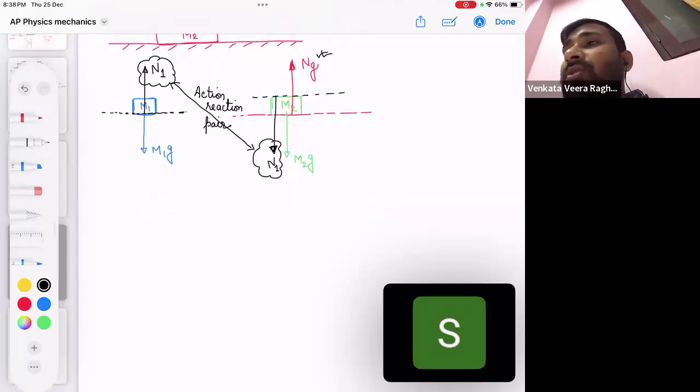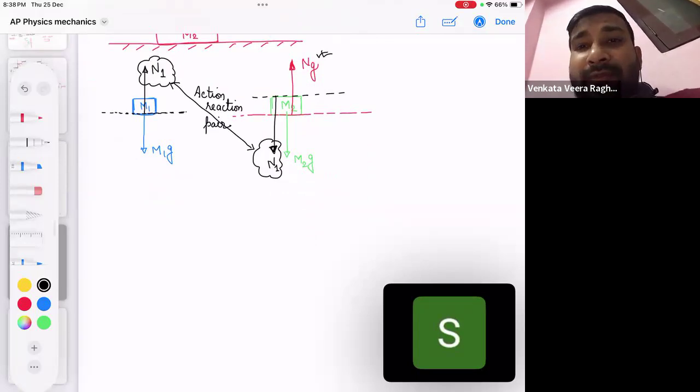So this is about the normal reaction. Now we are going to go to the third type of force, and my third force is going to be the tension force.